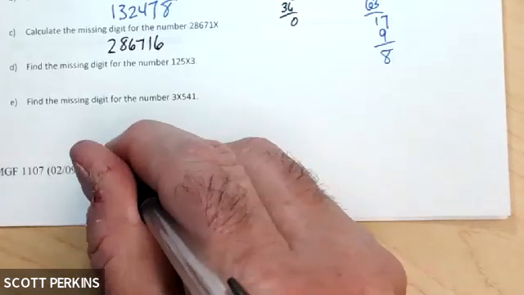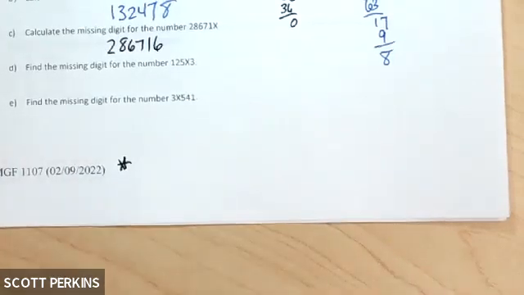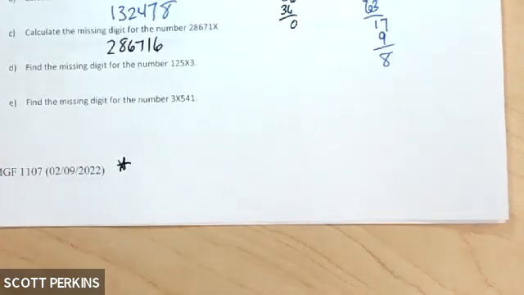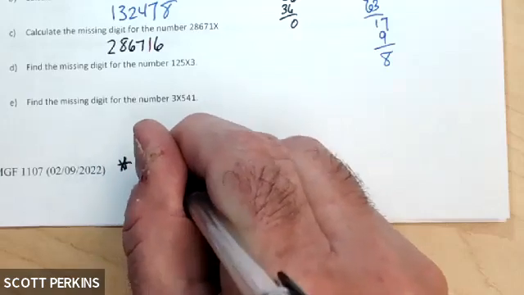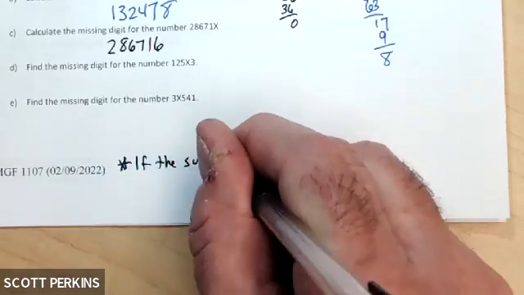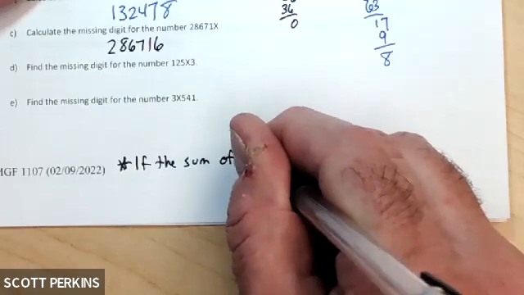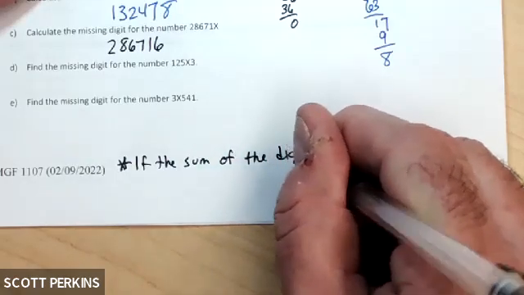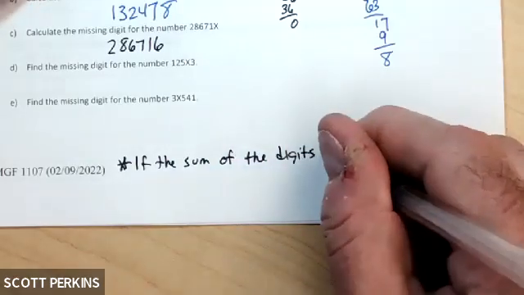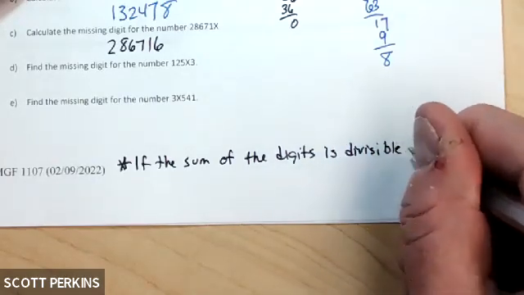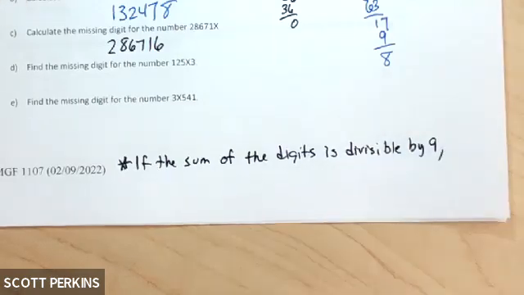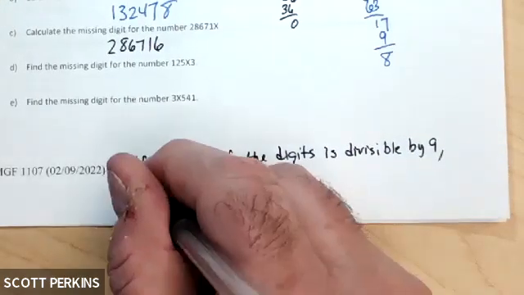This is a little bit of number theory for you. So I'm just going to put a little asterisk down here at the bottom, and it's this. And you might have known this. You might have had an arithmetic teacher at some point that told you this. If the sum of the digits, so when I add up all the digits, if the sum of the digits is divisible by 9, then the entire number is divisible by 9.